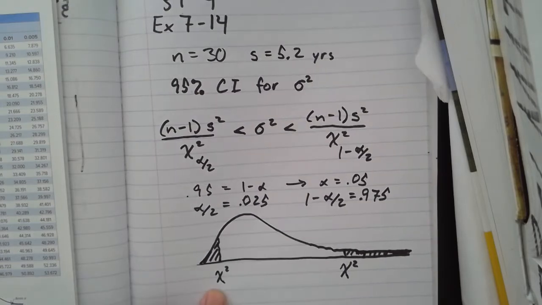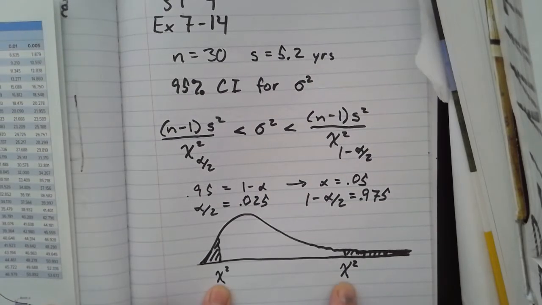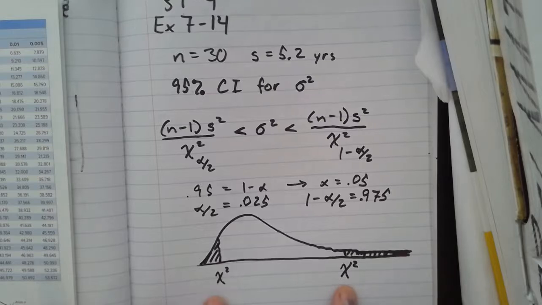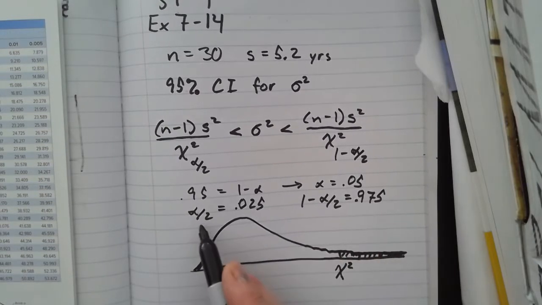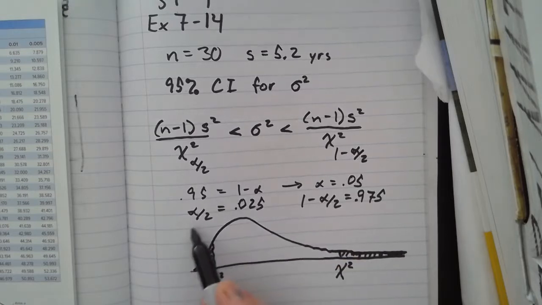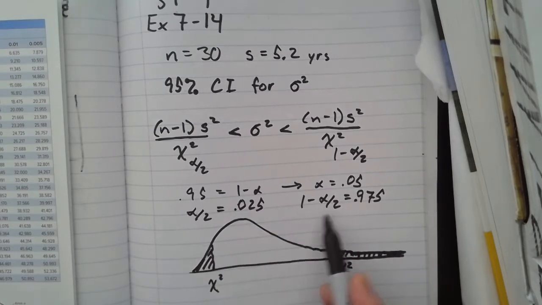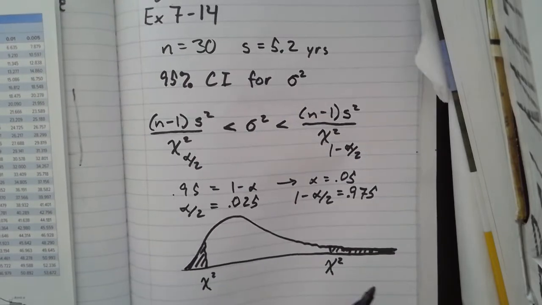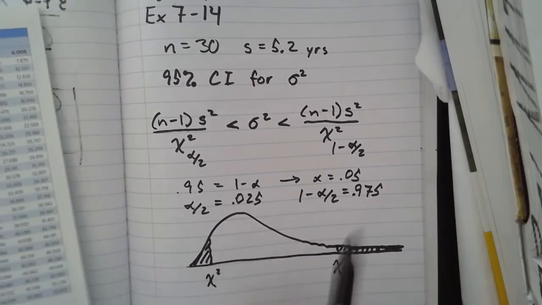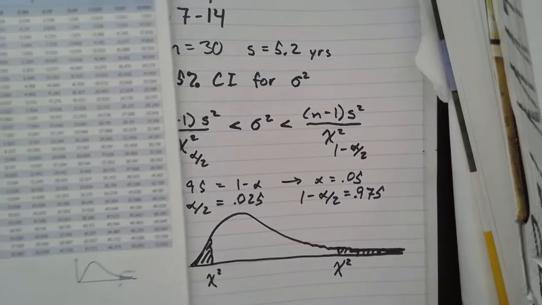Now, so we've got a chi-squared value over here and a chi-squared value over here. We call these critical chi-squared values because we write them in terms of alpha. This one's alpha over 2, and this one's 1 minus alpha over 2. I kind of waved my hands around and said this one, that one. So which one is which?